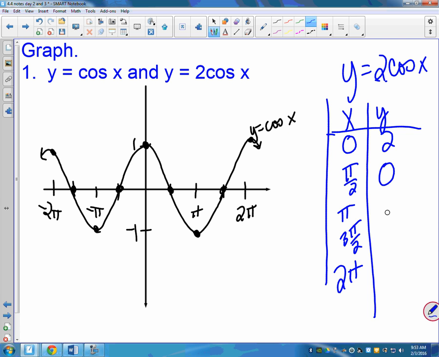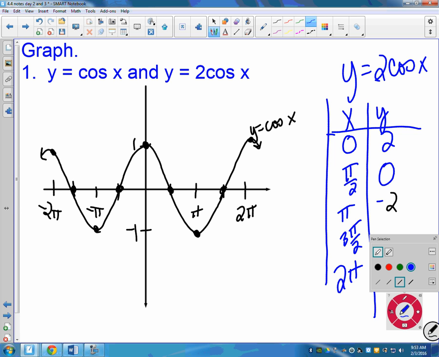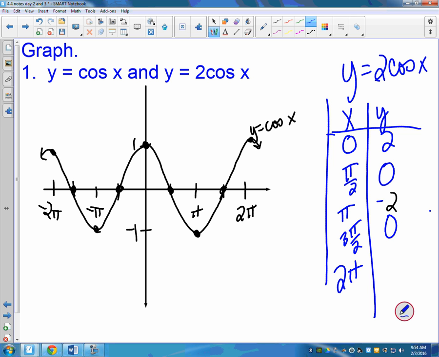At pi, normally cosine is -1. But what's going to happen when I multiply by 2? It's now going to be -2. But at 3 pi halves, cosine is 0. 0 times 2 is still 0. But at 2 pi, normally it's 1, and 1 times 2 gives me 2.